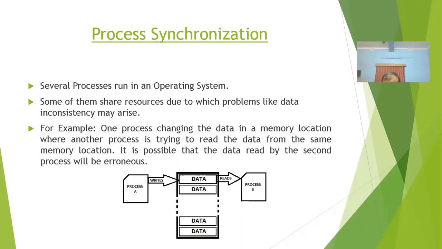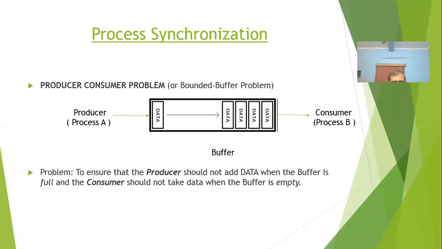So in the diagram shown on the screen at this point, you can see there are two processes, process A and process B. Process A is writing something to the shared data, and process B is trying to read that data. In such a scenario, if no kind of synchronization is put into practice, then it may give some inconsistency in the output result.